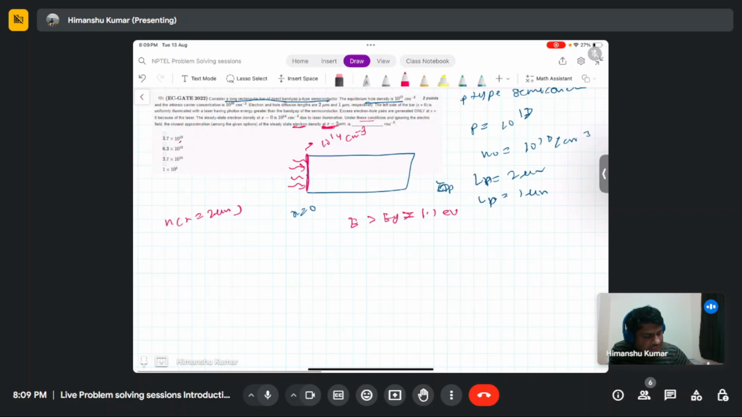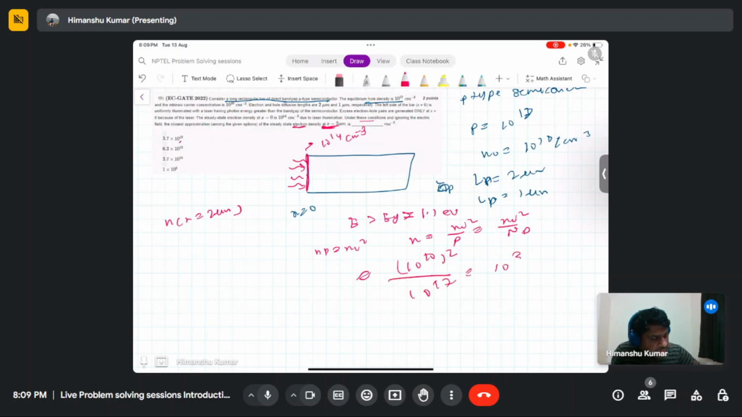In case of equilibrium, n times p equals ni square, and then you can calculate the number of electrons as ni square by p, which is equal to ni square by Nd. This is 10 to the power 10 squared divided by 10 to the power 17, which becomes 10 to the power 3 per centimeter cube.